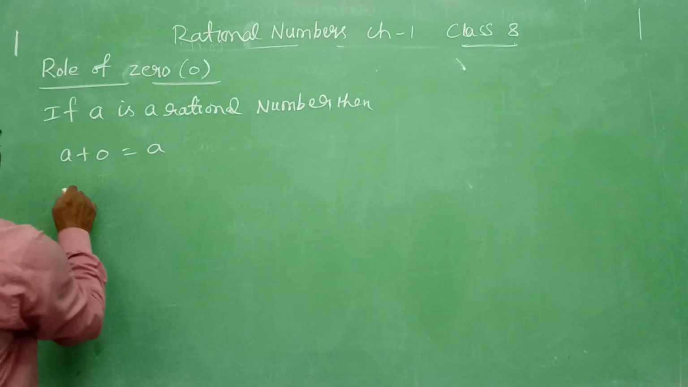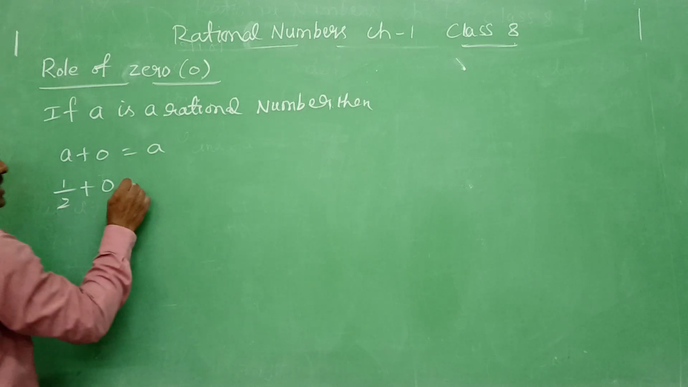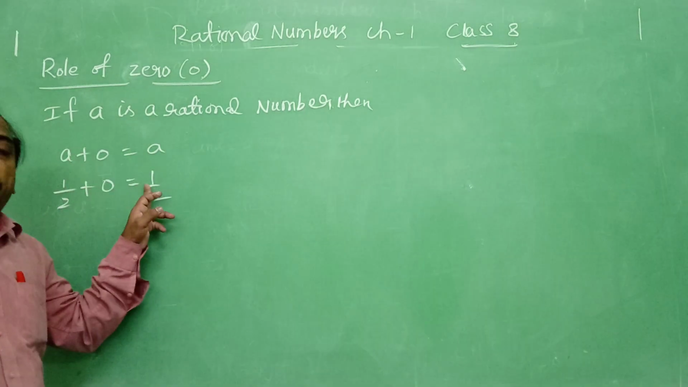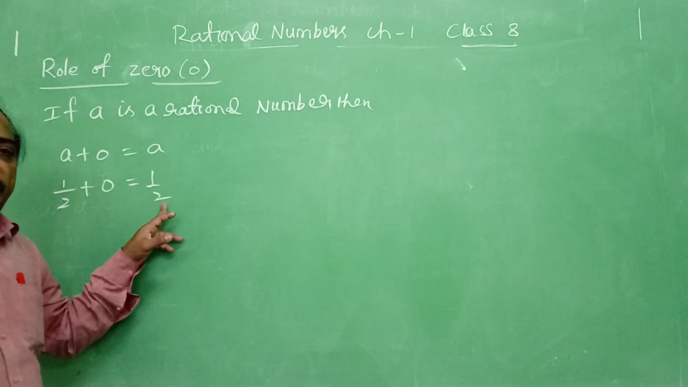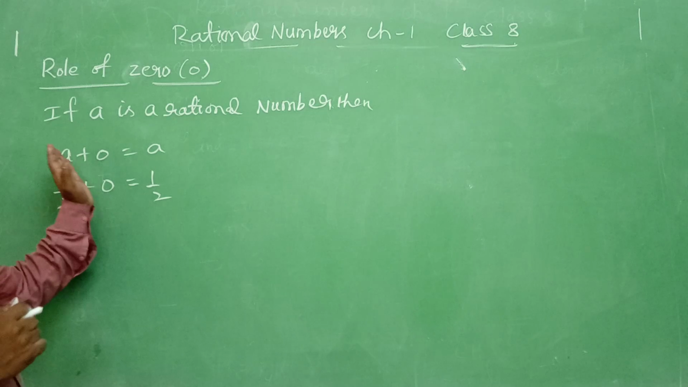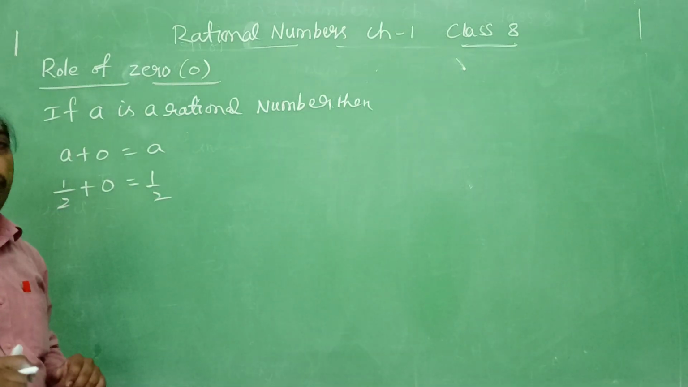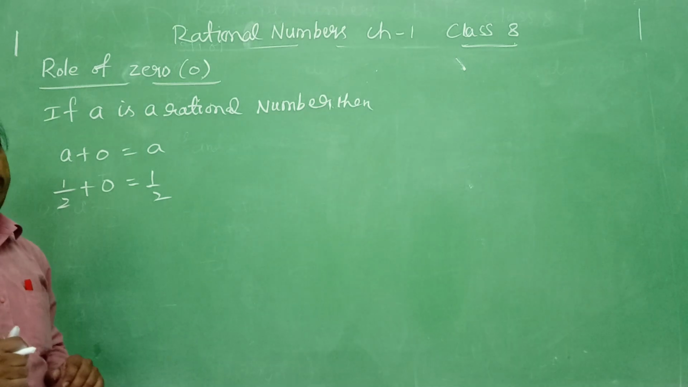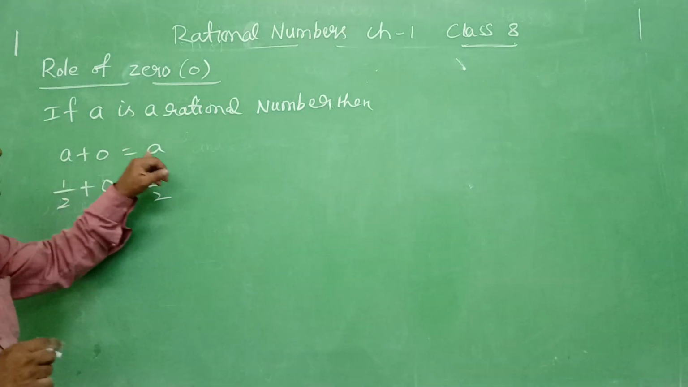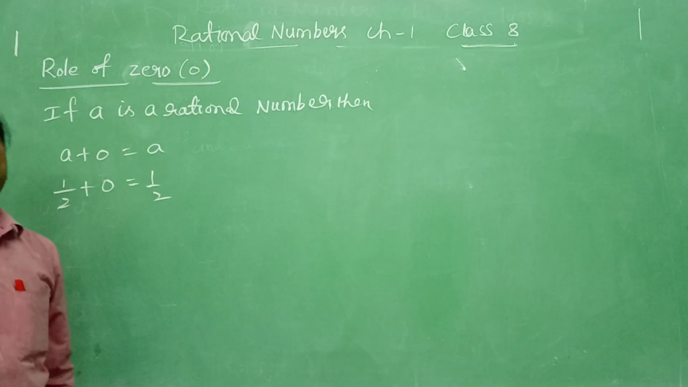That is 1 by 2 plus 0. A is a rational number. 1 by 2 plus 0 is equal to 1 by 2. It is applicable even for the whole numbers, even for the integers, even for the rational numbers. 1 plus 0 is 1. 2 plus 0 is 2. Minus 1 plus 0 is minus 1. Minus 2 plus 0 is minus 2. So A plus 0 is equal to A. Is it clear? This is the role of 0.